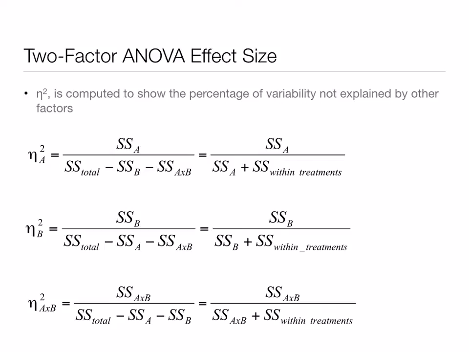And just like it sounds, it's the percentage of variability not explained by other factors. If you look at the formulas, essentially we're subtracting out all those other factors. For A, we're going to take total and subtract B and interaction. For B, we're going to take total and subtract A and interaction. And for the interaction, we're going to take total and subtract A and B. So again, it's the same process that we've been doing previously for eta squared.